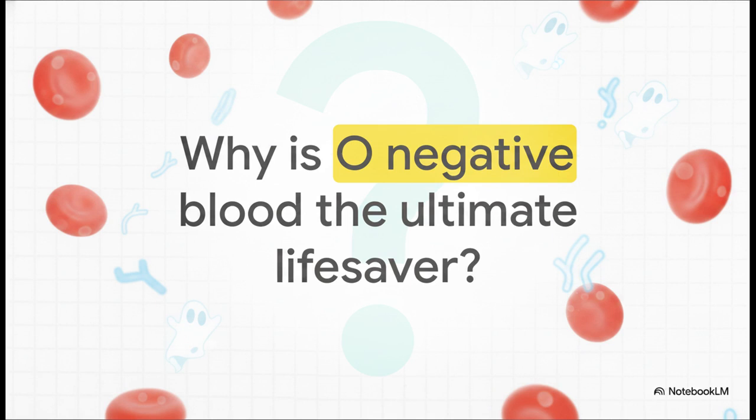But since only about 7% of the population has O-negative blood, it's always in extremely high demand. It really begs the question, as we unravel more about these microscopic antigens, how close are we to artificially stripping these proteins away to engineer a true universal blood supply right in the lab?